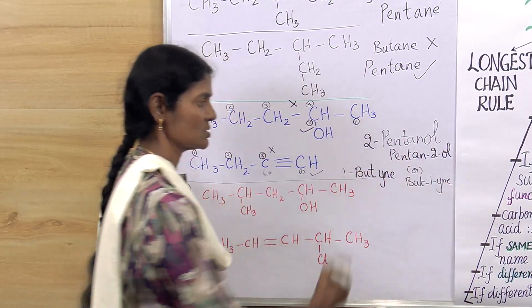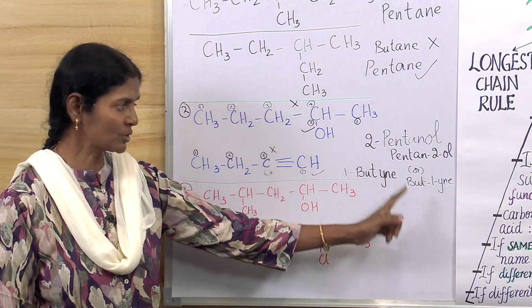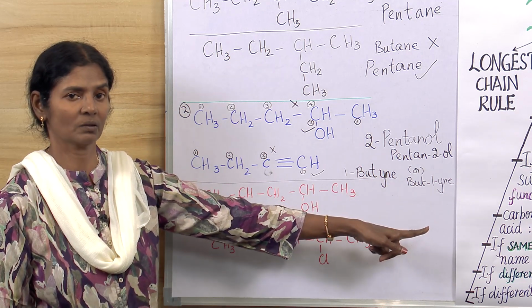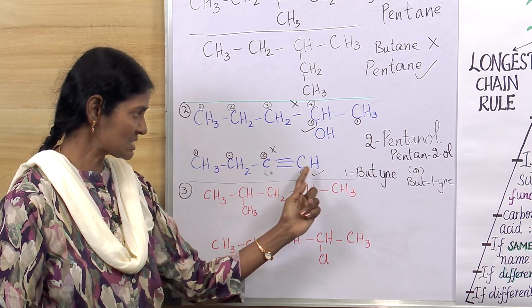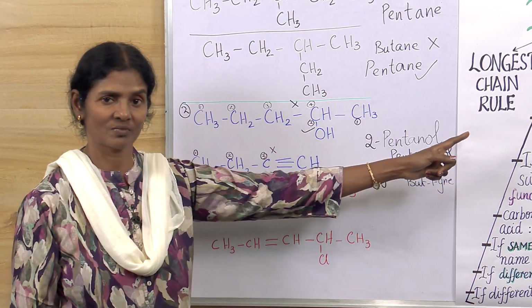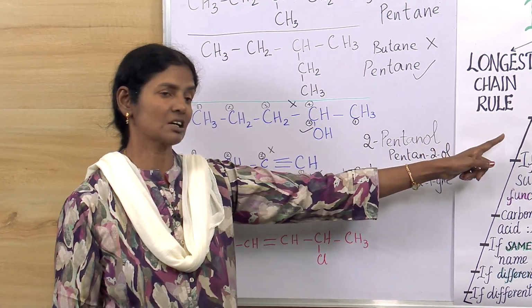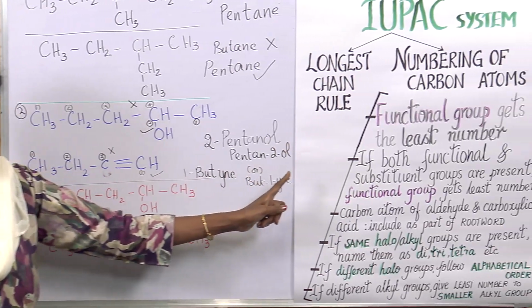But-1-yne. This is also the correct one. So 1-butene or but-1-yne. Okay. Why? Because this gives the least number to the functional group. So two rules over: the longest chain is over, and the functional group gets the least number.